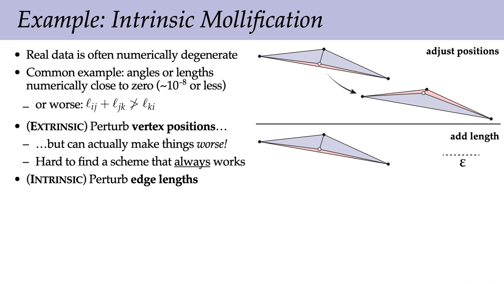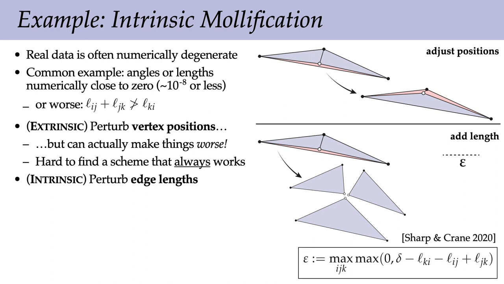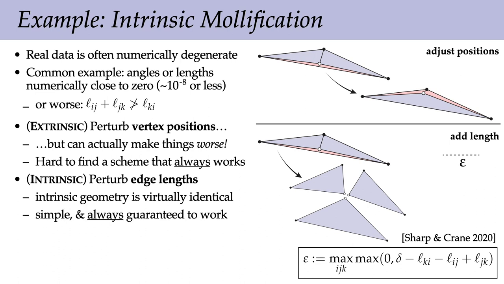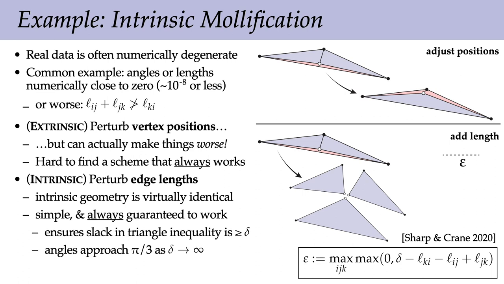So we start out with this degenerate configuration. If we add enough length to all the edges, well, all of the triangles simultaneously become better, right? And there's nice ways to pick these numbers so that you really don't have to perturb things very much. And this is kind of a simple strategy that's always guaranteed to work, right? You can be sure that no matter how bad the mesh is that you put in, you get something that's more than a certain tolerance away from being degenerate.